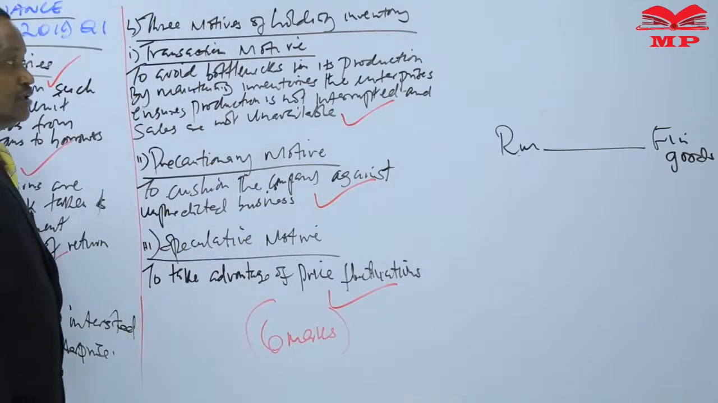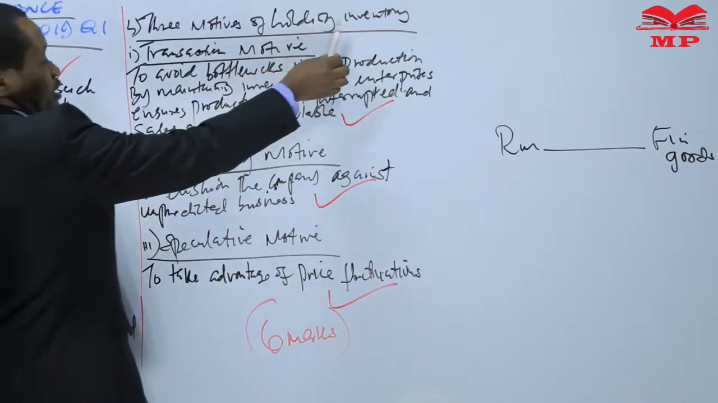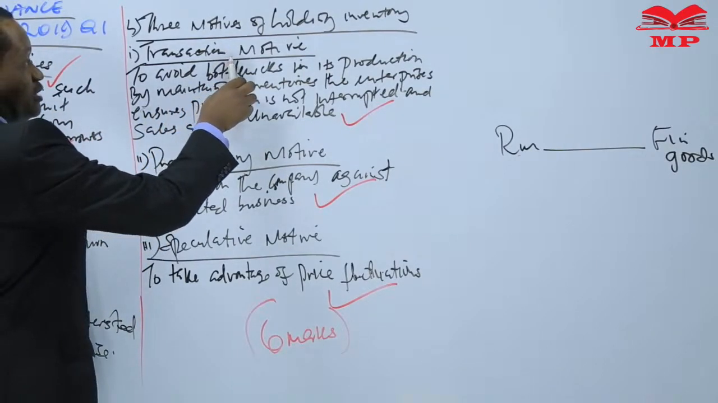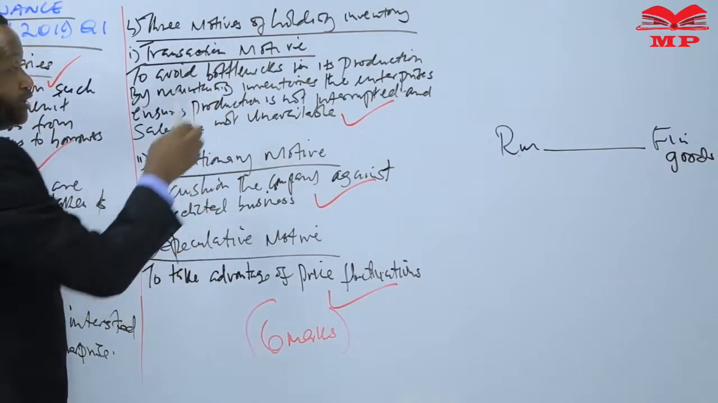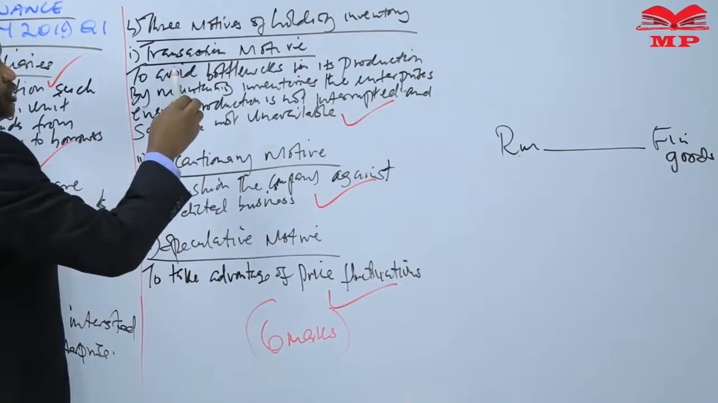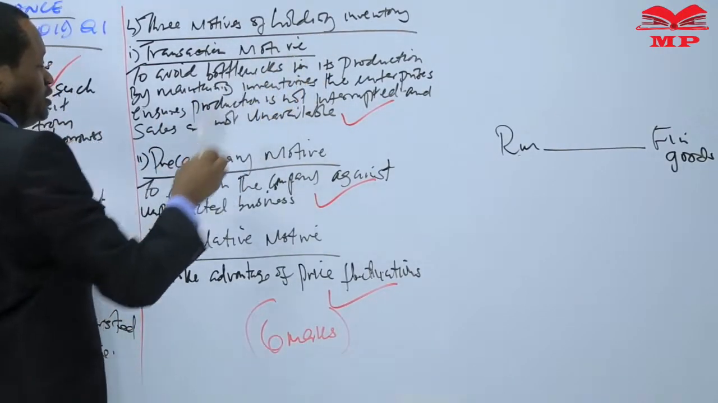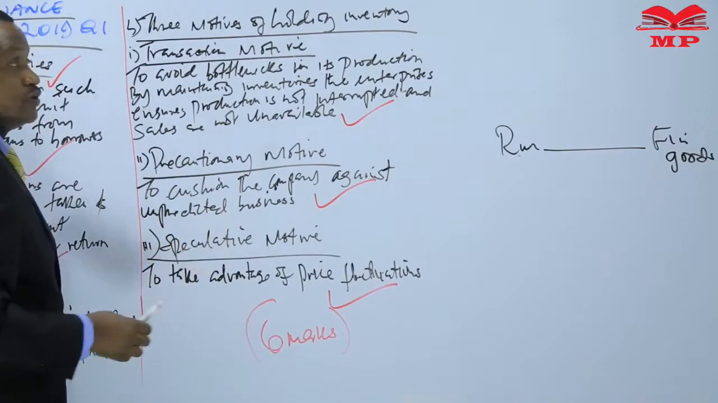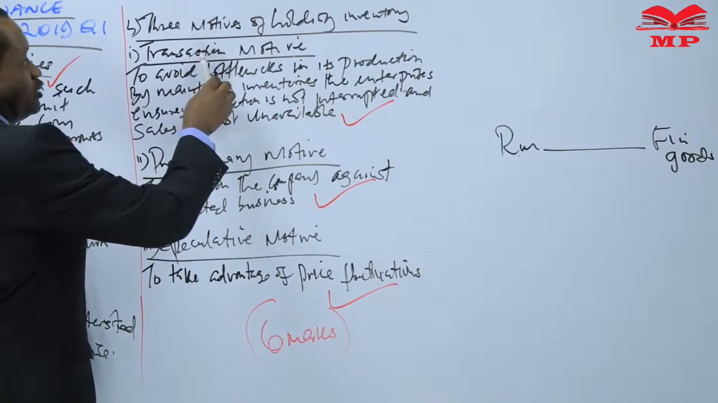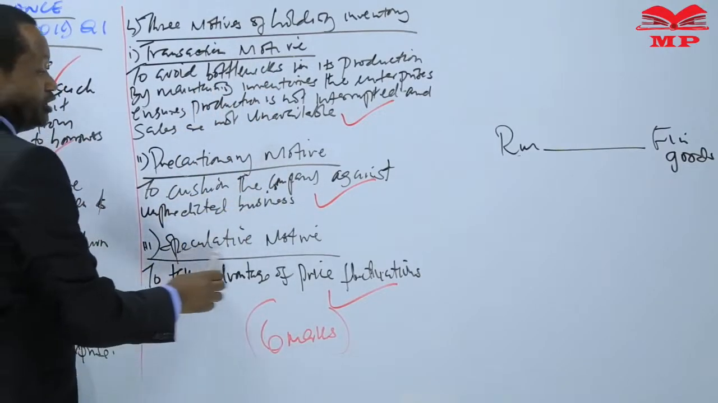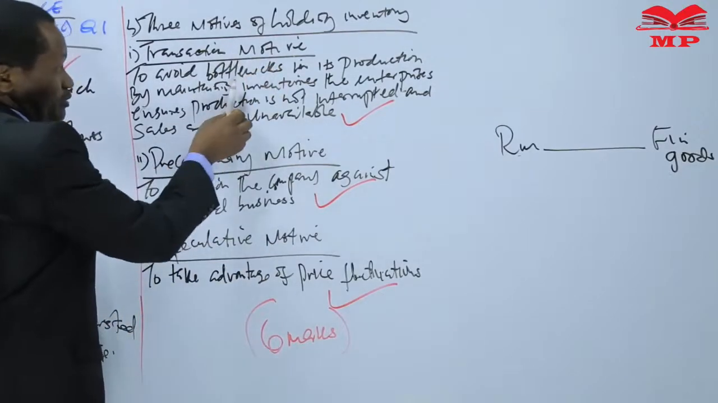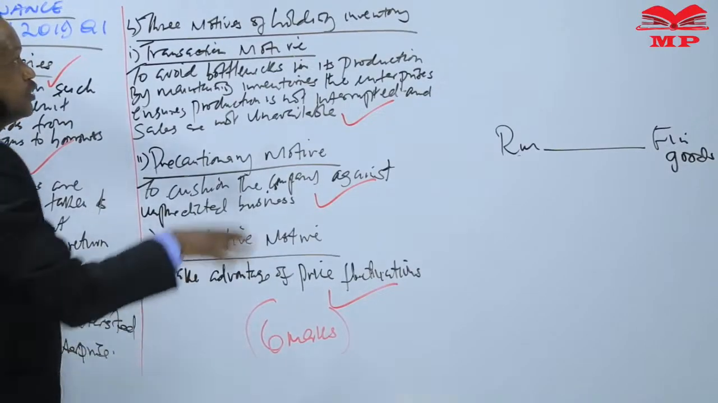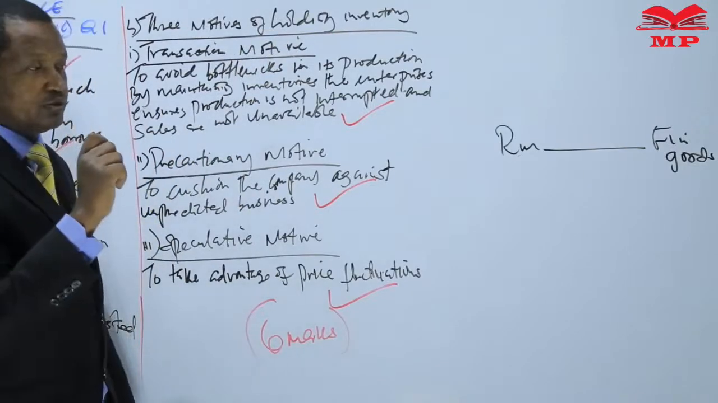You may have noticed that the motives of holding inventory are the same in terms of the headings, but the explanation is different. There are three motives of holding inventory: transaction motive, precautionary motive, speculative motive. There are also three main motives of holding cash or money: transaction motive, precautionary motive, speculative motive. The same headings, but the explanation different. So make sure you revise on the motives of holding cash or money.